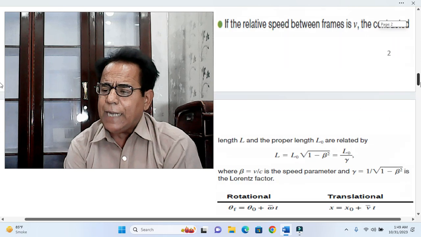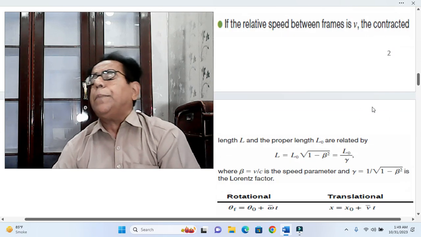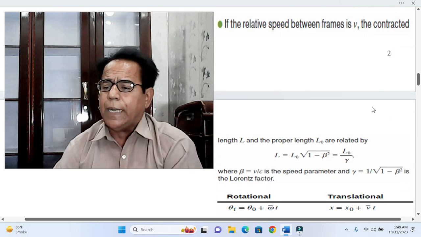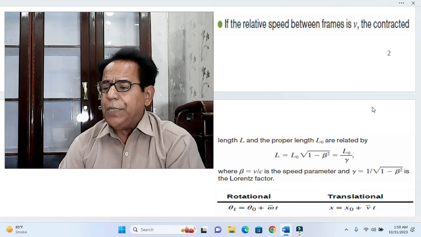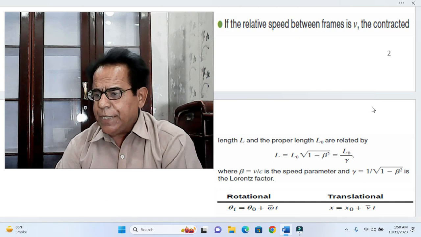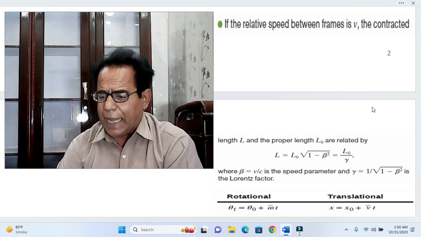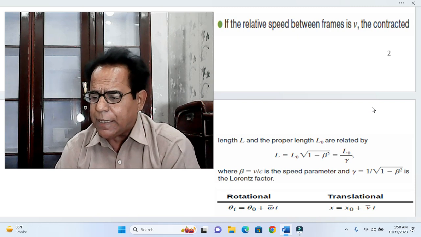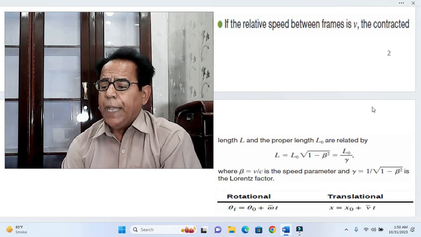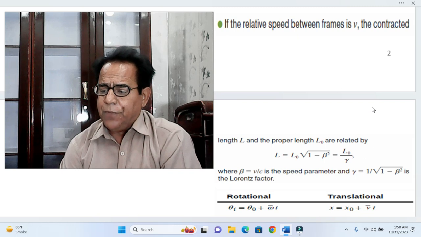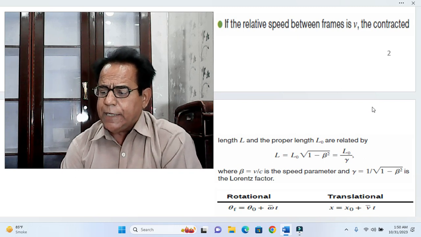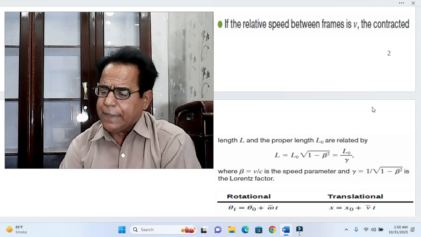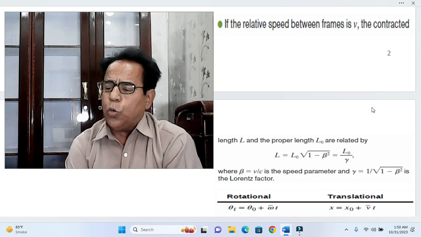In the next snapshot, we are giving some introduction about the speed parameter. If the relative speed between frames is v, the contracted length L and the proper length L naught are related by L equal to L naught square root of 1 minus beta square, which is equal to L naught over gamma, where beta equal to v over c is the speed parameter and gamma equal to 1 over the square root of 1 minus beta square is the Lorentz factor.